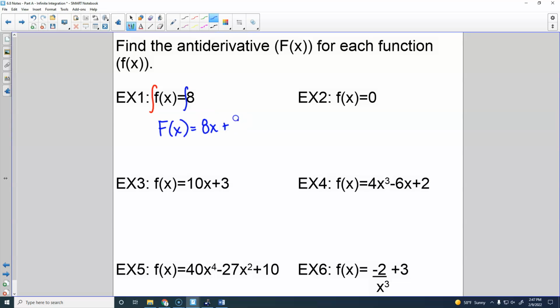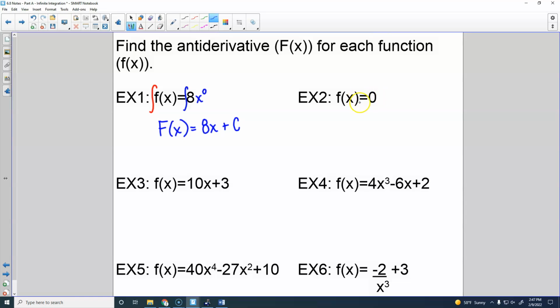Plus c. Don't forget your plus c. So a way to think of that is it's like it's got an x to the 0 power there, so you're raising that exponent by 1, which gives you x to the first. Dividing out front by 1, you get 8x. So that means 2 is just c.